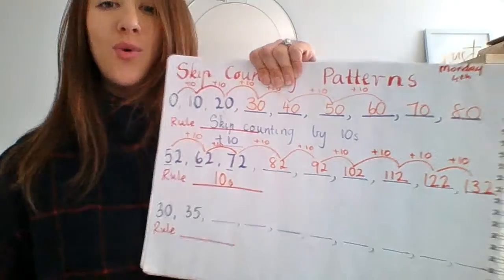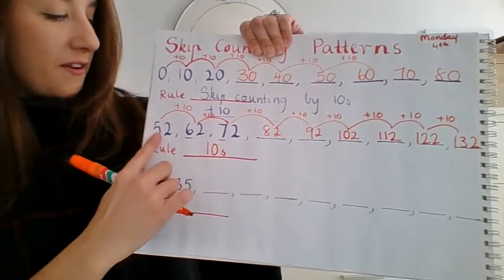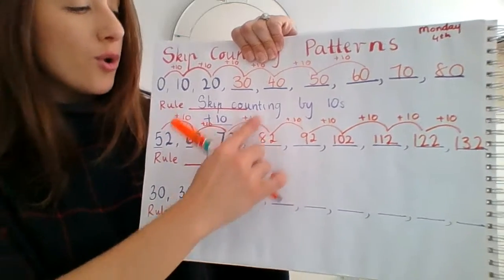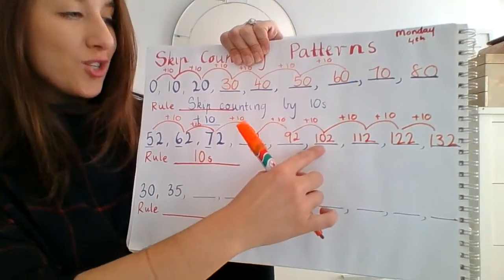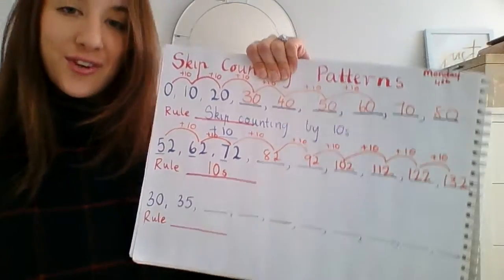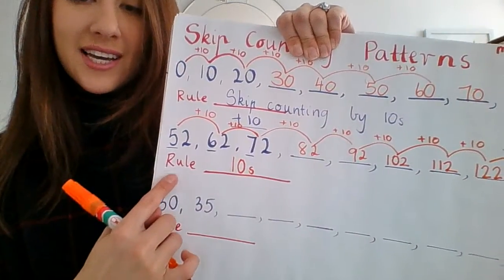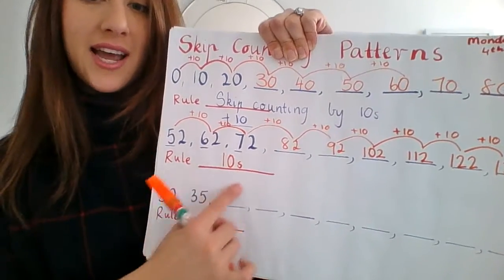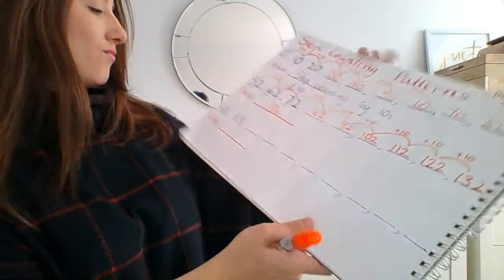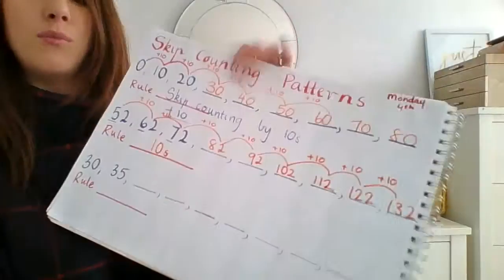Let's count that together one more time. 52, 62, 72, 82, 92, 102, 112, 122, 132. And our rule is it is skip counting by tens. Okay, let's do one more.